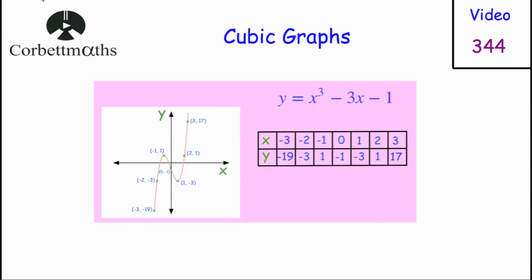Okay, let's have a look at a more complex cubic, and here's an example of the Corbettmaths revision card where there's y equals x cubed minus 3x minus 1. And what we've got is we've got the table of values, so we've got our x coordinates are 3, 2, 1, 0, minus 1, minus 2, minus 3, and so on.